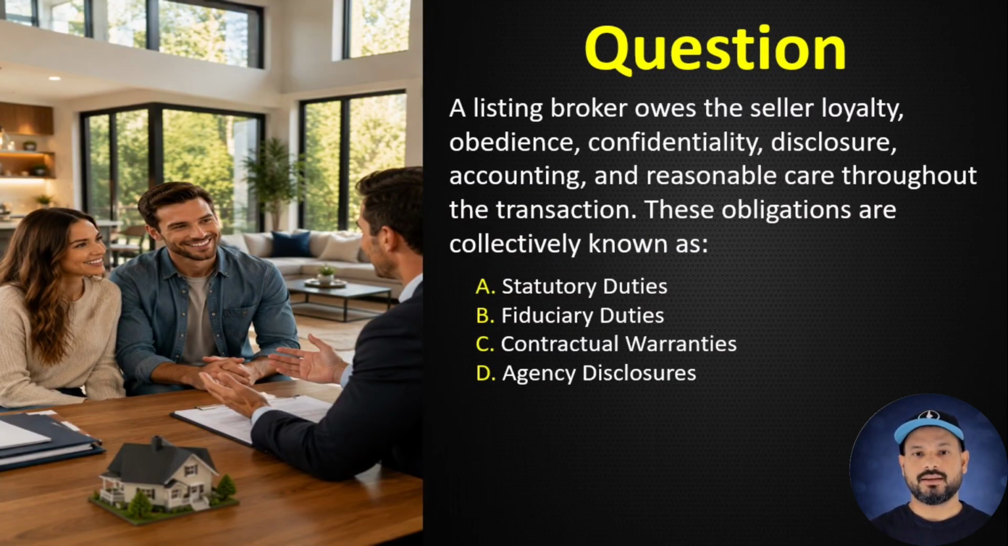Question number 3. A listing broker owes the seller loyalty, obedience, confidentiality, disclosure, accounting, and reasonable care throughout the transaction. These obligations are collectively known as A. Statutory duties, B. Fiduciary duties, C. Contractual warranties, D. Agency disclosures. Correct answer, B. Fiduciary duties.